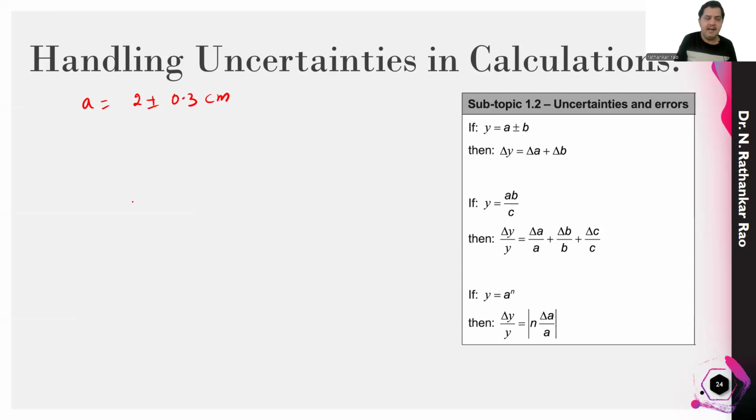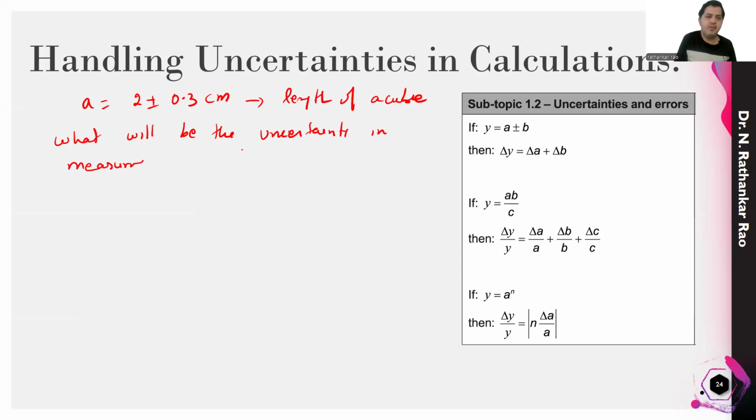0.3 centimeter. Let us say I am measuring the length of a cube. Now my question is, what will be the uncertainty in measuring the volume of the cube? Now, when I say uncertainty, which uncertainty will you ask?